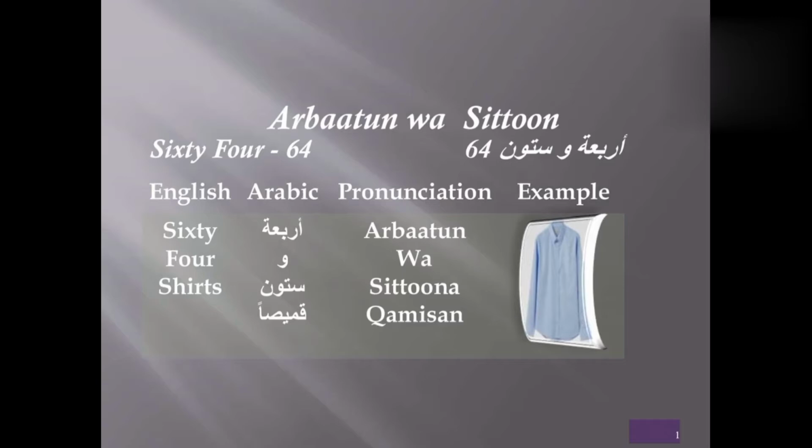For 64 number we use in Arabic Arabaatun wa Sittoon. Arabaatun wa Sittoon means 64. So see the example. 64 shirts. For 64 shirts we can say in Arabic Arabaatun wa Sittuna qamisan.